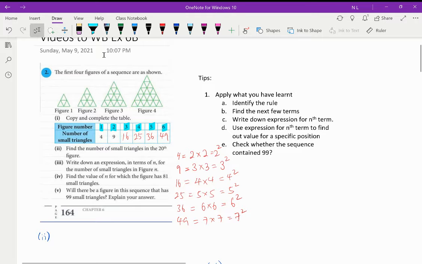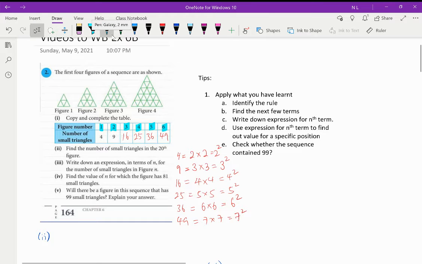So now they ask you to find the number of small triangles in the 20th figure. Okay, so let me teach you a shortcut. So once you can identify the expression for n term, you don't need to count the number of triangles one by one. So let's say if you want to count the number of triangles one by one, you have to add up the number of small triangles for each new row.